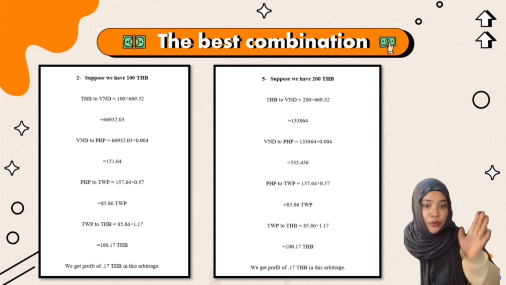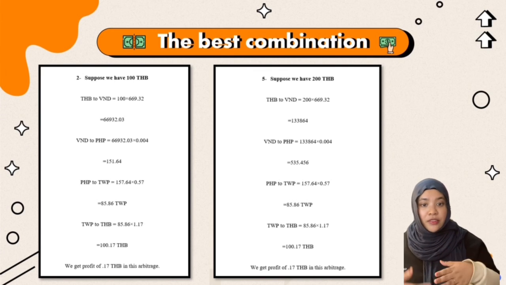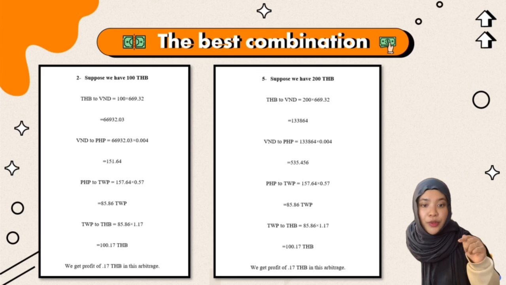So from picture number 2, we have 200 Thailand baht. So Thailand baht to Vietnamese dong, Vietnamese dong to Philippine peso, Philippine peso to Taiwan dollar, and Taiwan dollar to Thailand baht. So we got 101.7 Thailand baht. So we also get 0.17 Thailand baht in this arbitrage.